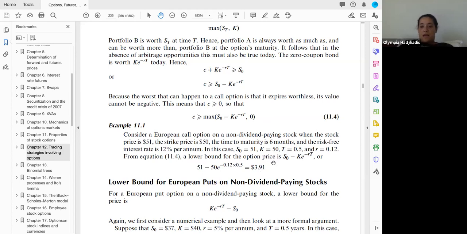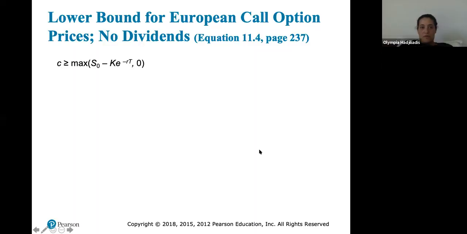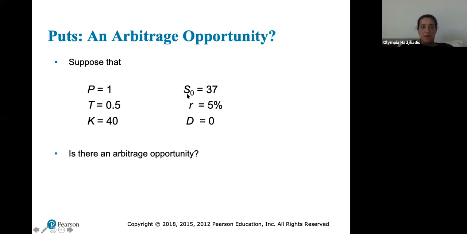So let's go back to the slides now. So we just showed how this bound is established.